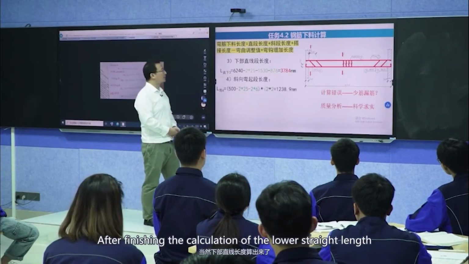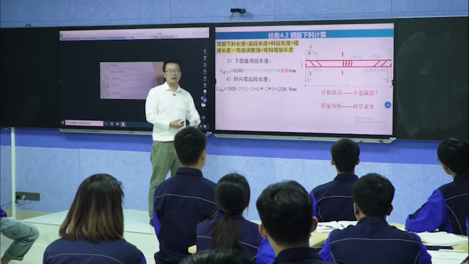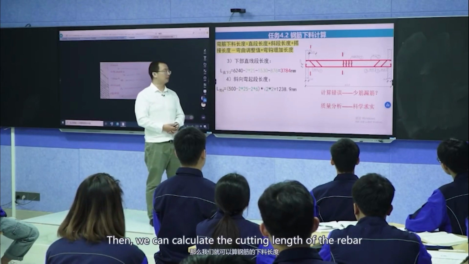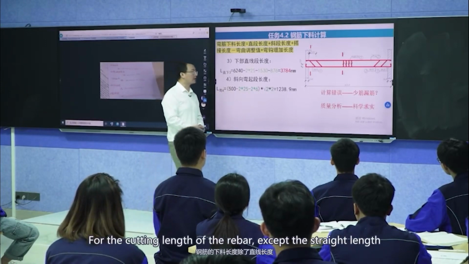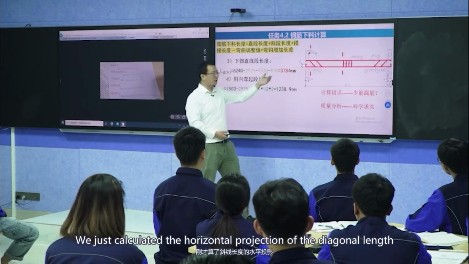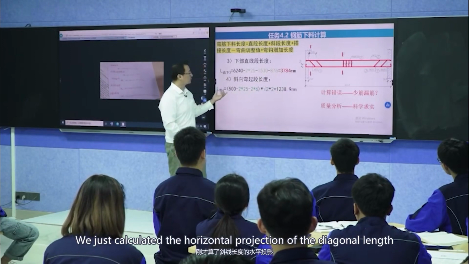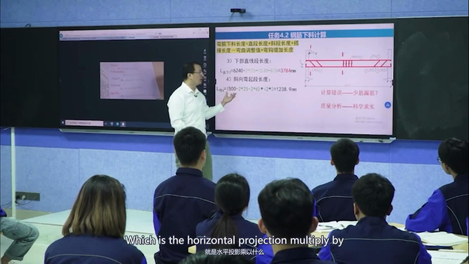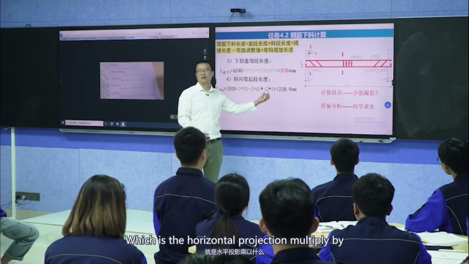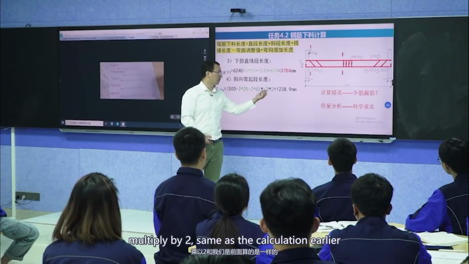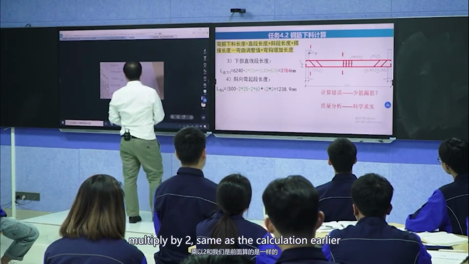After finishing the calculation of the lower straight length, you can get the entire straight length. Then we can calculate the cutting length of the rebar. For the cutting length of the rebar, besides the straight length, there is also a diagonal length. We just calculated the horizontal projection of the diagonal length, so we can calculate its diagonal length quickly, which is the horizontal projection multiplied by the square root of 2. Just this one. Multiply by 2, same as the calculation earlier.